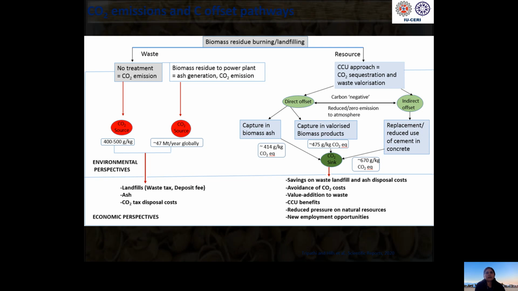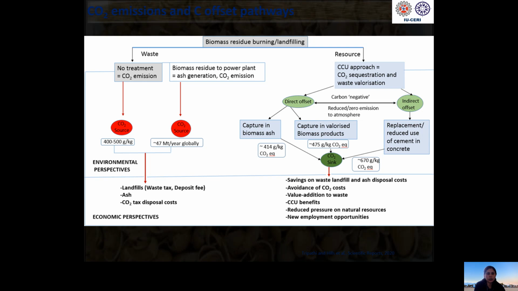This work definitely attracted the audience's and the reviewers' attention in international journals, and we were able to publish 3 papers in Nature group journals, which was quite encouraging for us. And in one of these publications, we had calculated the offset pathways.